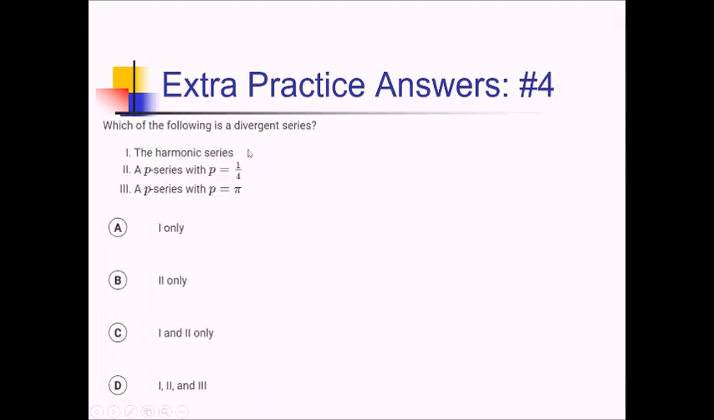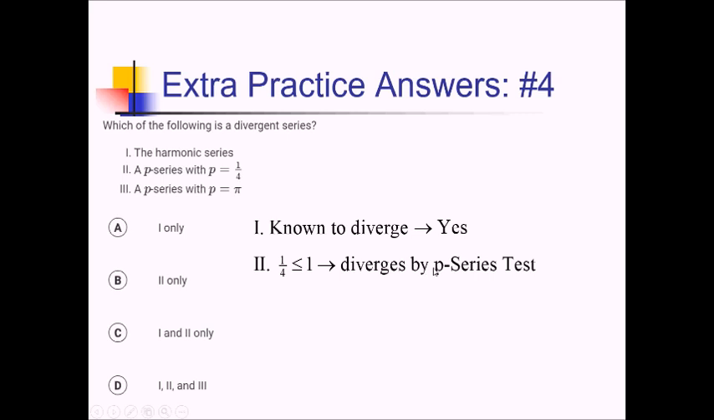For this problem, we want to know which of these 3 series diverges, and it could be more than one of them. So let's take a look at each one. The harmonic series is known to diverge, so definitely a yes for that one. These next two are p-series. If you have a p-value that's less than or equal to 1, like this 1/4 here, that's going to show that you're diverging by the p-series test. So that's a yes for that one, for diverging.